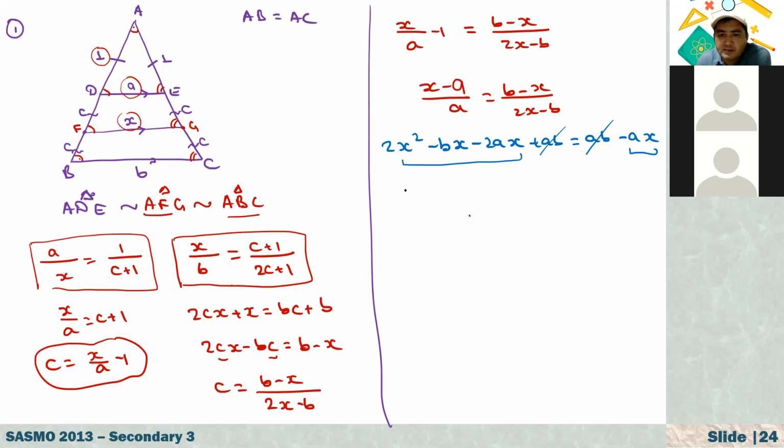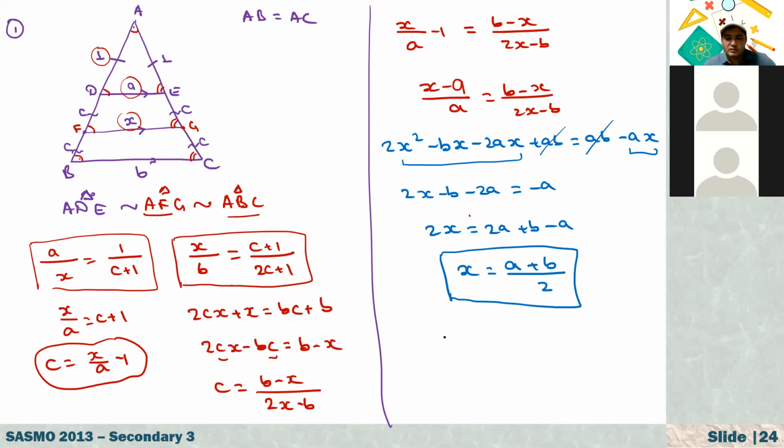If you just divide by X, so here we have 2X minus B minus 2A. On the right hand side, here we have minus A. And take 2A to the right hand side. 2X equals 2A plus B minus A. So what is X? X equals A plus B over 2.